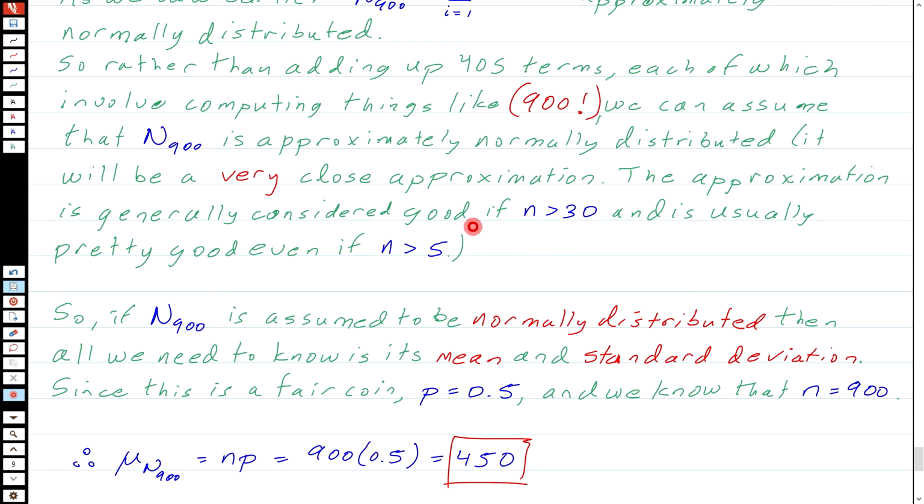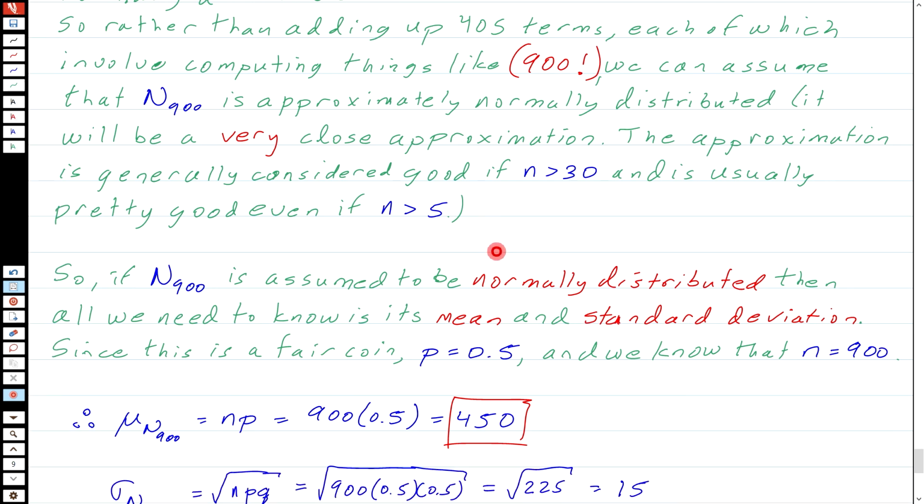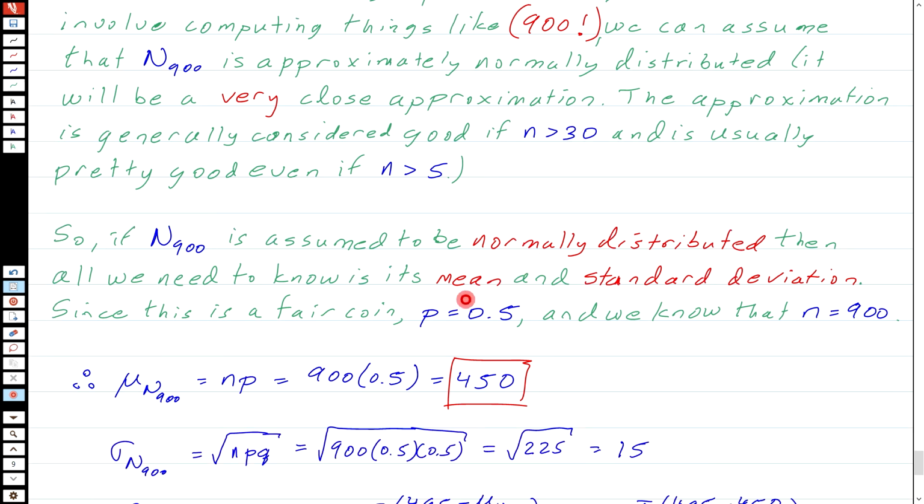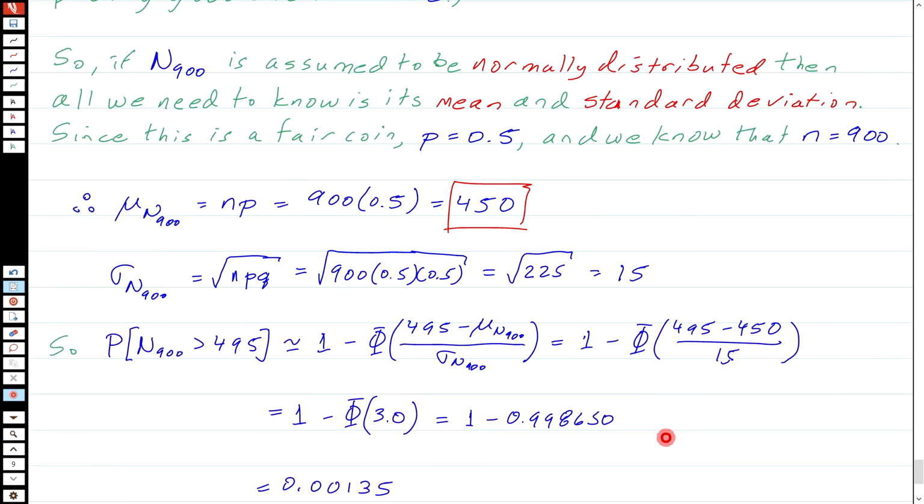I should point out that generally the normal approximation is considered good if n is greater than 30, and often in my experience it's good even if n is greater than 5. Okay, so we're going to assume it's normally distributed. We need its mean and standard deviation. If p is equal to 0.5, then the mean is np, which is going to be 450. And then the standard deviation is the square root of npq, which turns out to be the square root of 225, which is 15. Okay, so we get a mean of 450, standard deviation of 15.